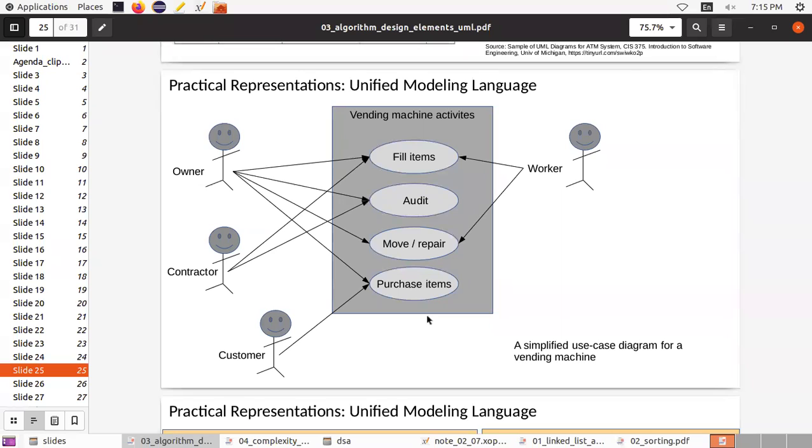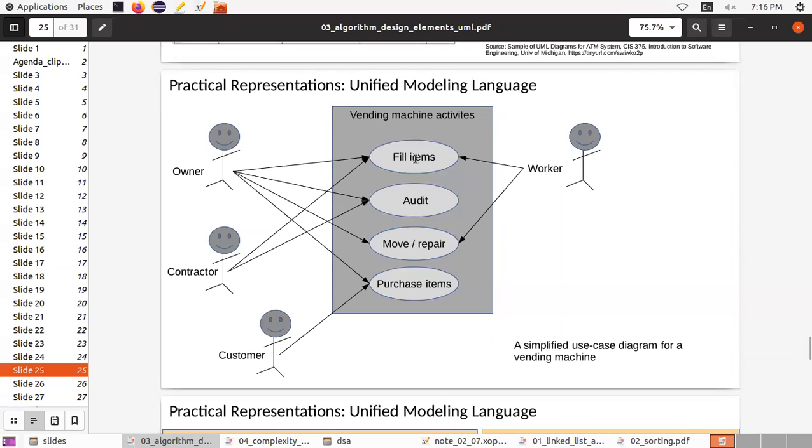Use case, right? So let's say there is a particular vending machine and you want to represent what are the different activities that have to be done on that vending machine. Now, who are the different people who can interact with that particular vending machine? So by the way, this is called a use case diagram. What are all the use cases of a particular piece of equipment or a particular algorithm that you're implementing? So in this case, there is a vending machine, and what are the different use cases of the vending machine?